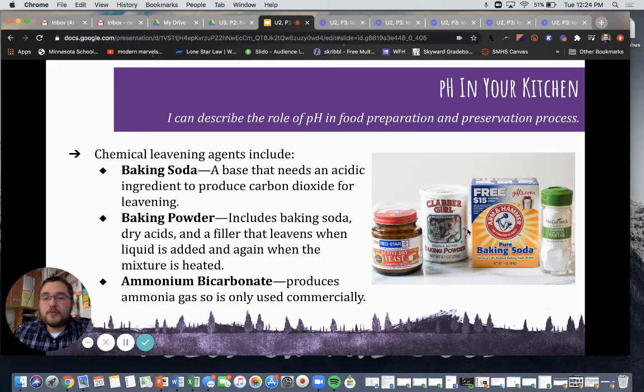Chemical leavening agents include baking soda, baking powder, and ammonium bicarbonate. Baking soda is a base that needs an acidic ingredient to produce carbon dioxide for leavening. Baking powder includes baking soda, dry acids, and a filler that leavens when liquid is added and again when the mixture is heated in the oven or however we're heating it. And ammonium bicarbonate produces ammonia gas, so it is only used in commercial settings. We wouldn't be able to use this in our kitchen.